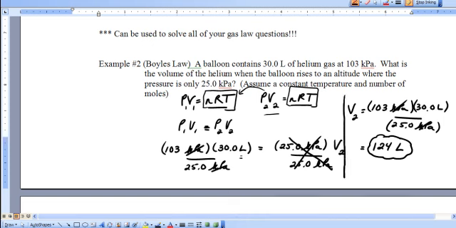Okay, so that's using PV equals nRT to solve a Boyle's law question. In the next podcast, we're going to show you how PV equals nRT can be used to solve any of the gas law questions. We'll see you next time.